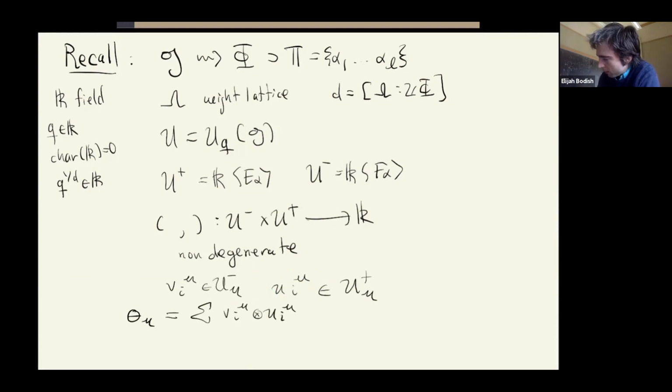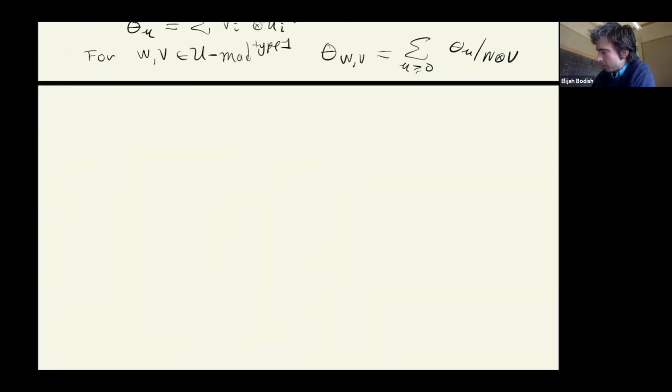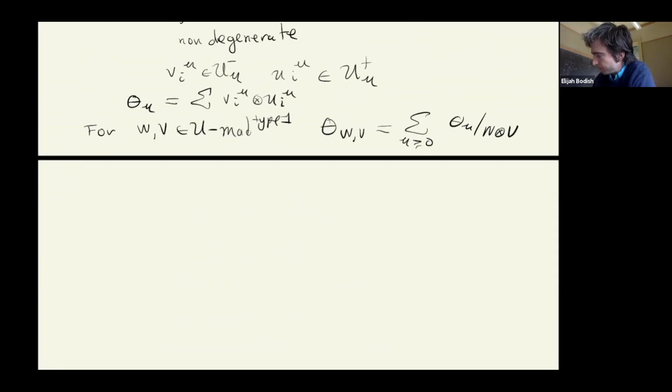And we defined, for W and V finite dimensional type 1 representations for the quantum enveloping algebra, this theta sub WV as the sum over mu in the root lattice, which were greater than or equal to 0. And then we summed theta mu's restricted to their action, just looking at their action on W tensor V. And this was in order to define this R matrix.